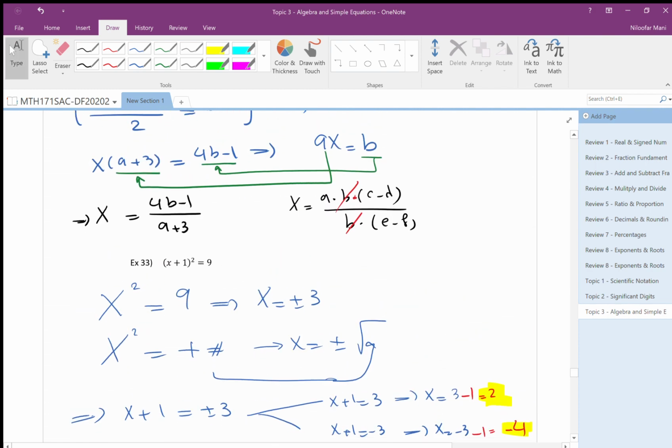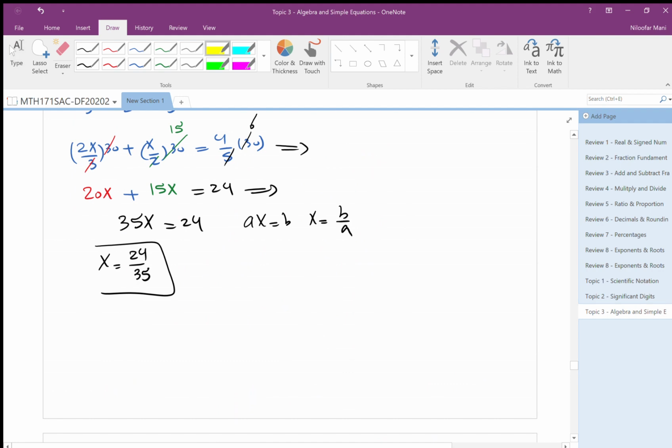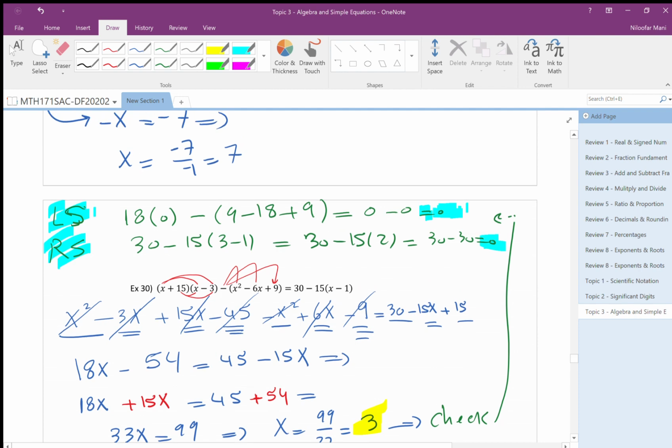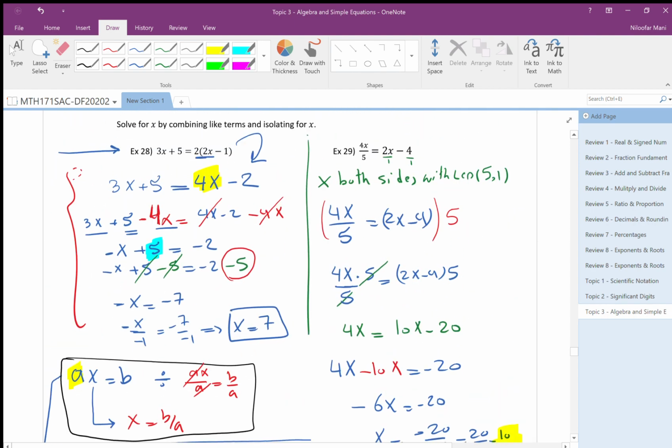Okay, so my answer is this and this. X is that. And here the answer is this, and here the answer is this one, and here the answer is this one.